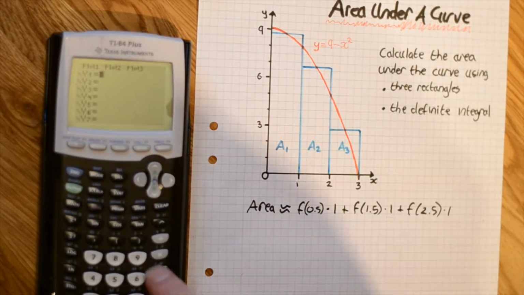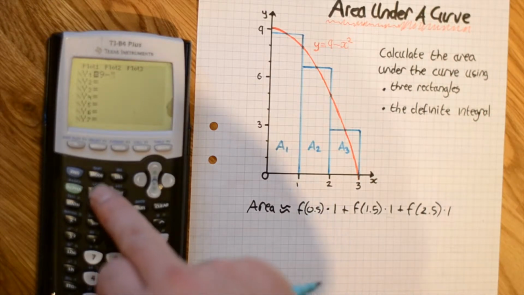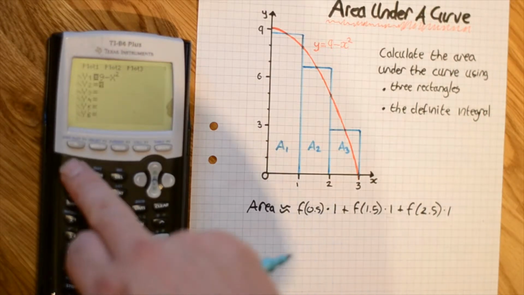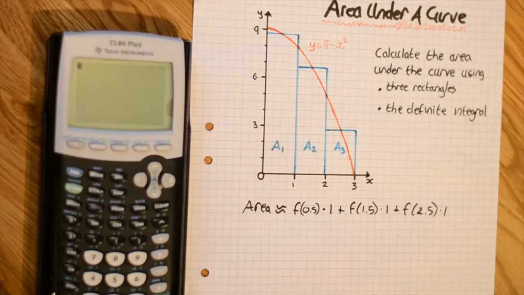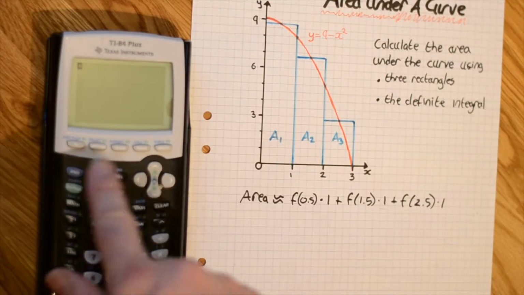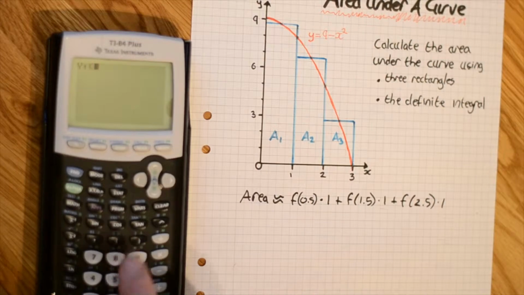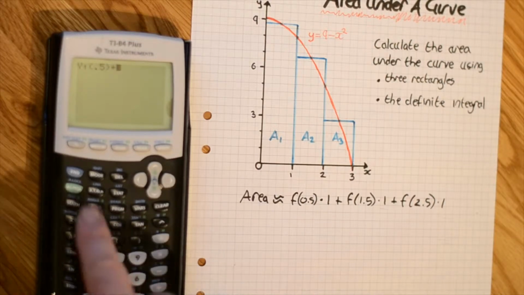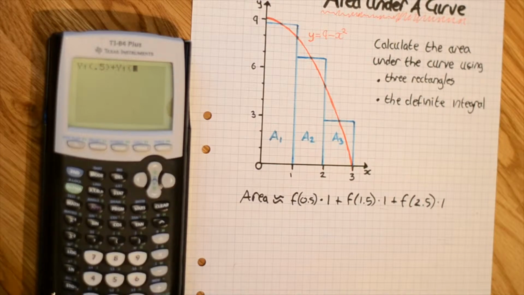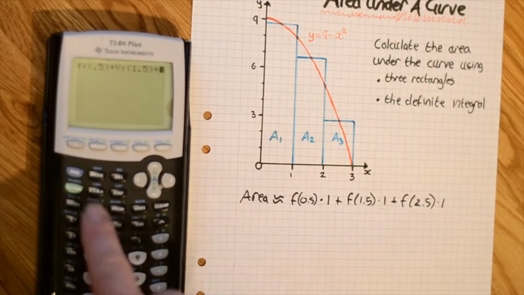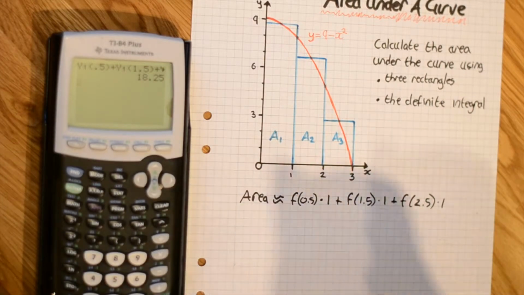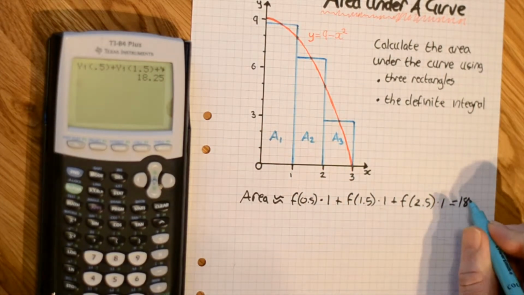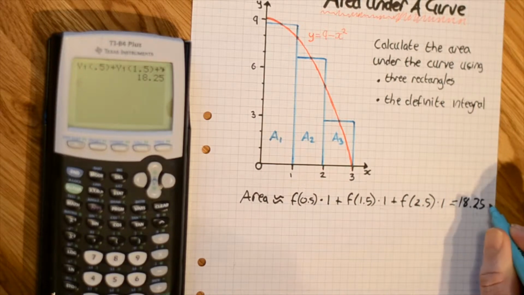Going to look at how to do this on our graphing calculator. Start off with y equals. We'll enter in our function 9 minus x squared, enter and quit. We want to make this calculation here. So to make this calculation, we can say alpha f4, enter 0.5, plus alpha f4, enter 1.5, plus alpha f4 and 2.5. The area here is approximately equal to 18.25 square units.